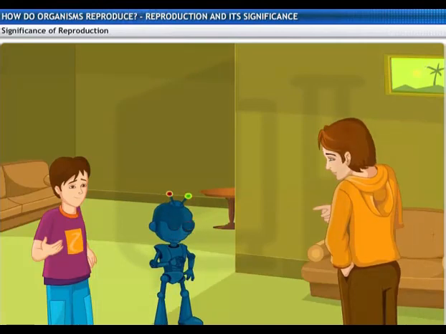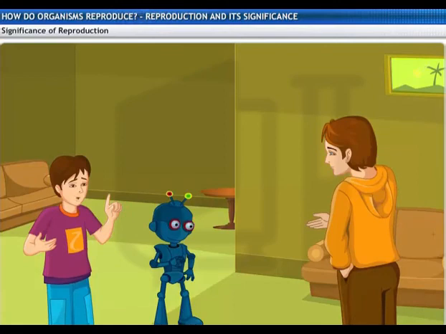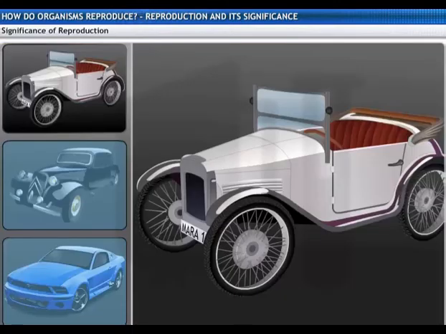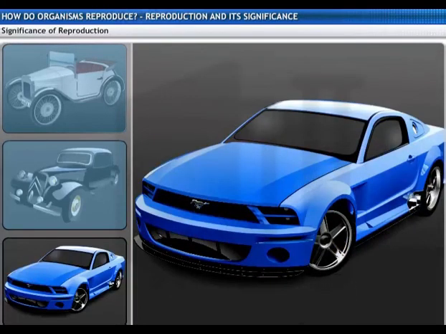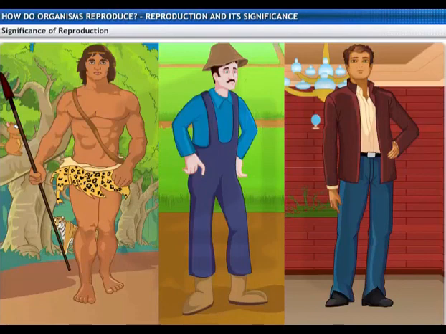Yes, they sure are. So, that's what they mean by survival of the fittest. Exactly. Just like we keep building better models of machines. Nature enables living organisms to evolve into stronger beings through DNA variations.